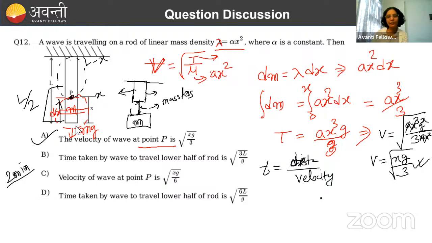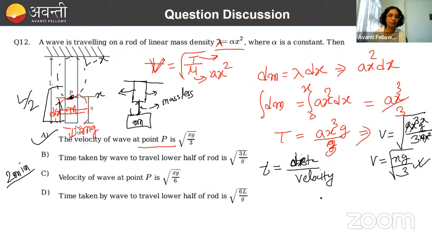Just remember that velocity at different points of the rod will be different. So you just need to first calculate how much time it will take to cover a very small distance dx at some length x from the bottom. How much time will it take? Then you can integrate, right?